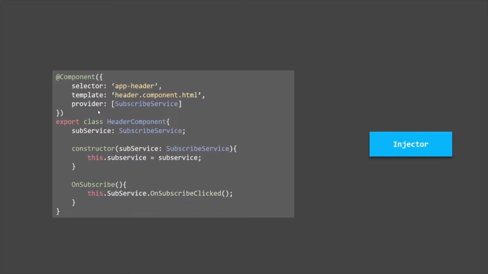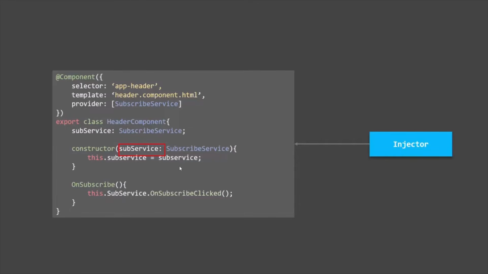That we do using this provider property of this component metadata object. So here in the provider property, we have an array, and in that array, we are specifying the type of dependency which we want Angular to inject inside this header component class. So what this Angular injector will do is it will inject an instance of this subscribe service class inside this parameter of the constructor.